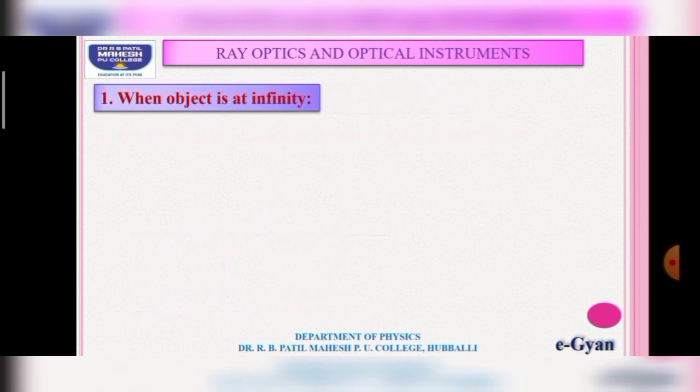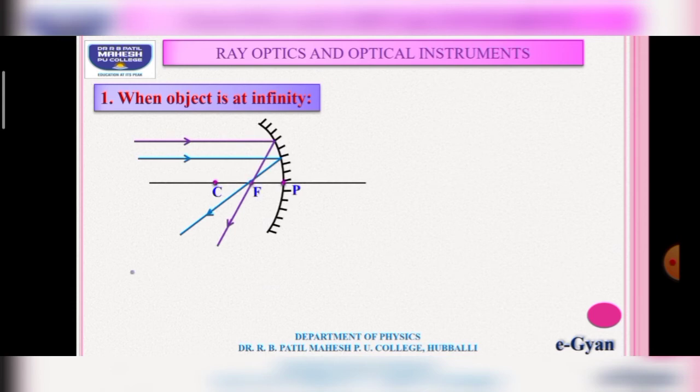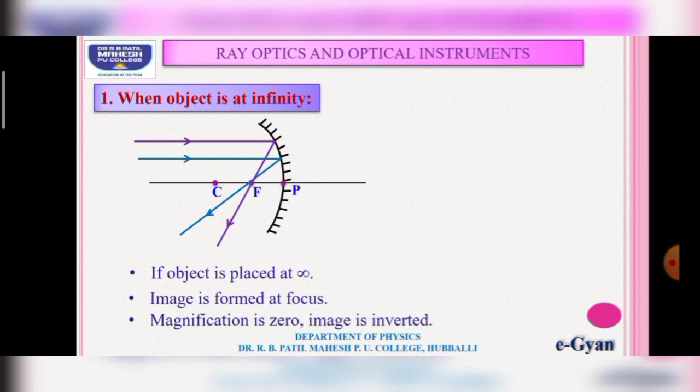Now, suppose the object is placed at infinity, the image is formed at focus. If the object is placed at infinity, the image is formed at focus and magnification is 0. Image is inverted.